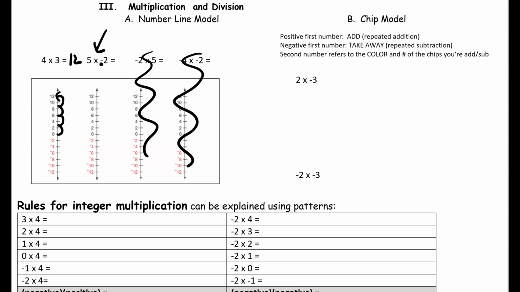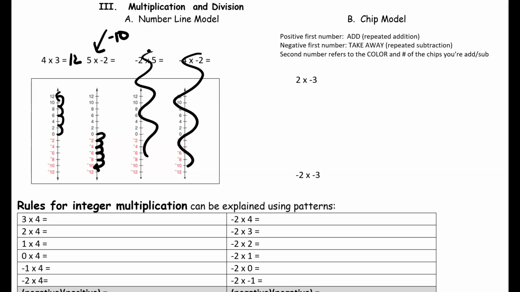This one says you're going to go to negative 2, and you're going to do it 5 times. So 5 groups of negative 2. So starting at 0, you're going to go to negative 2, and then another negative 2, another negative 2, another negative 2, and another negative 2, and you're going to land at negative 10.